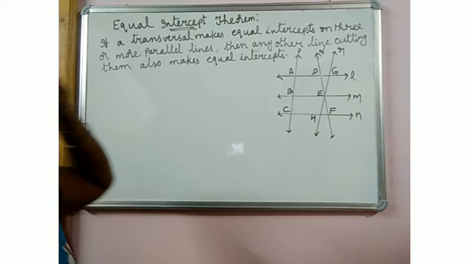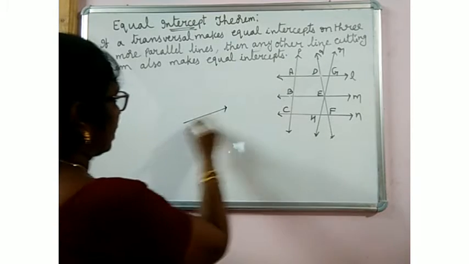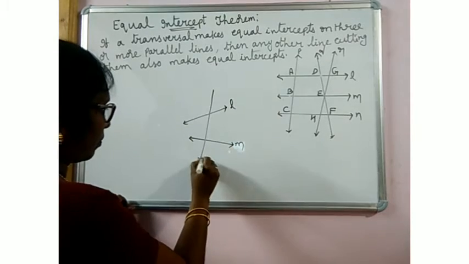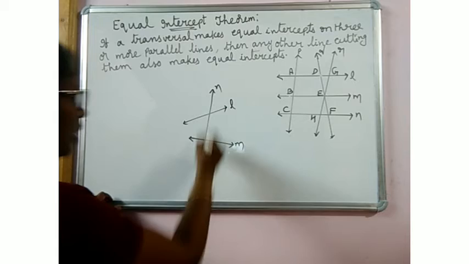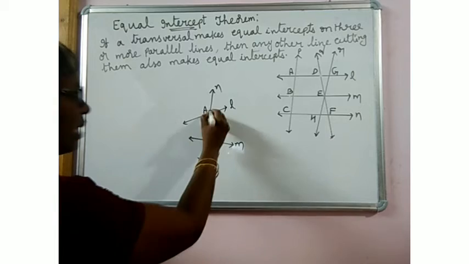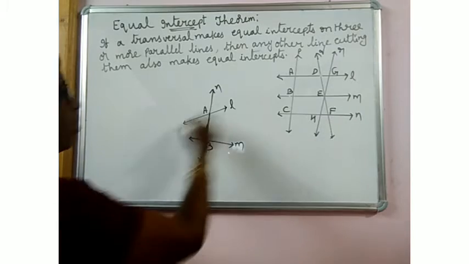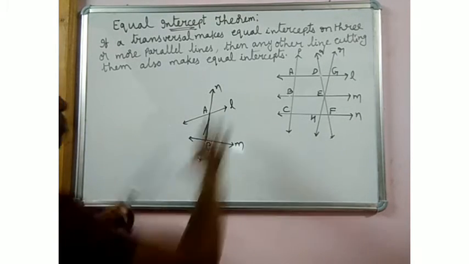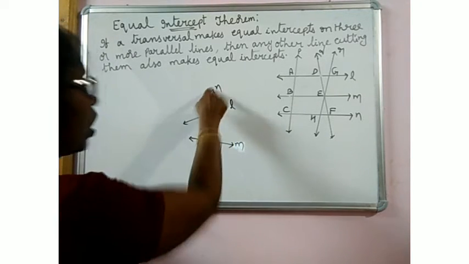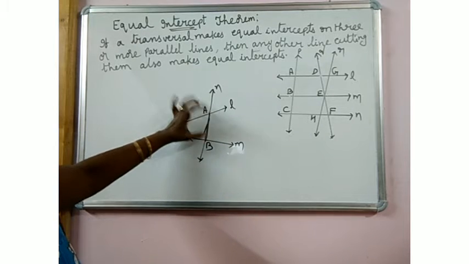Before going through this, let me explain what an intercept is. Suppose this is a line L, this is line M, this is line N. If line N intersects L and M at A and B, then AB is the intercept made on line N by L and M. Lines L and M made the intercept AB on line N. I hope it is clear what an intercept is. Here AB is the intercept.